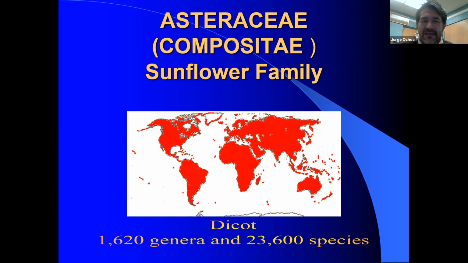And when you look at the map, you can see that this family is distributed throughout the world. So this is a very, very good and effective family at dispersing, and it has literally found a niche in almost every habitat throughout the world. It is a dicot, so it's going to have some kind of stem, net-like veins, and flower parts in fours or fives. And we're going to have about 1,600 plus genera, so different genus within this plant group, and about 23,000 plus species.